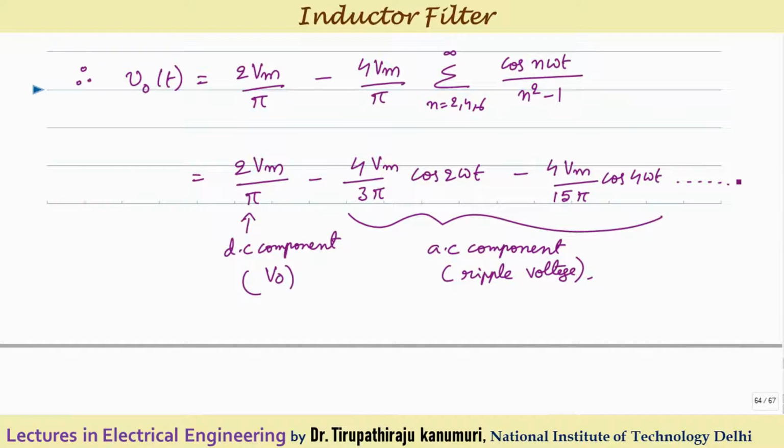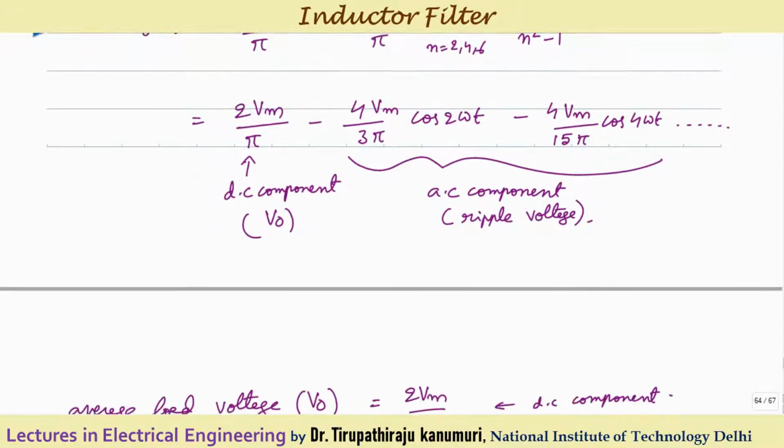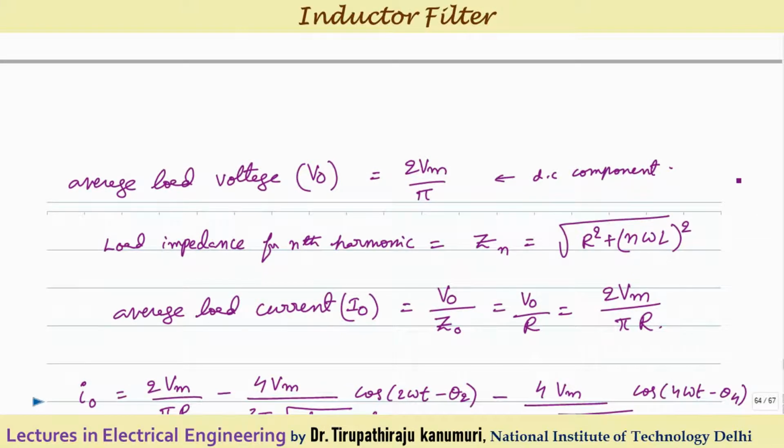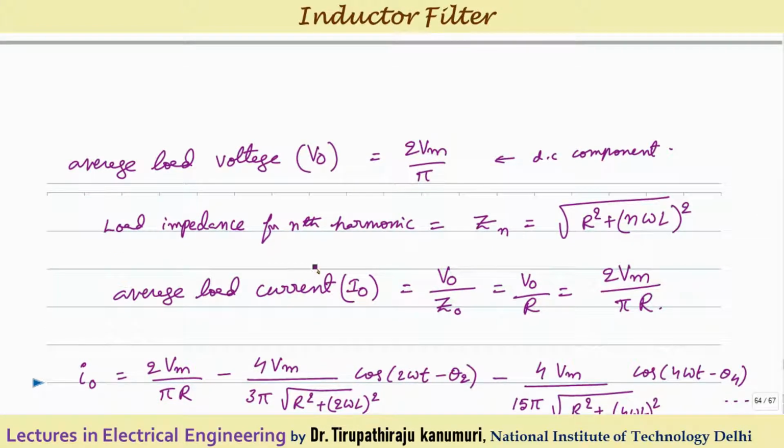So actually I want my output should have the pure DC component, but along with the DC component, AC component is also coming. That's why it is called a ripple component or harmonic component. So we have seen that the average load voltage is nothing but the DC component. Out of this equation, DC component is 2V maximum by pi.